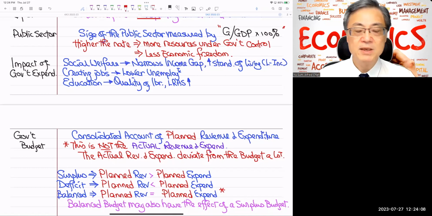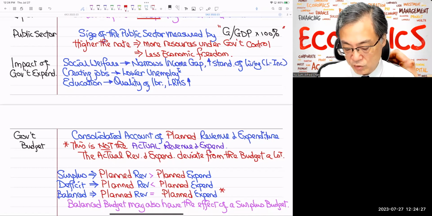Okay, so that means you have less economic freedom. Most of the resources, or one-fourth of the resources, are still in the hands of the government. But if you have more or less 10%, that means there is a lot of private involvement in the economy, and your degree of economic freedom is much higher. Okay, that is the important thing you need to know about.